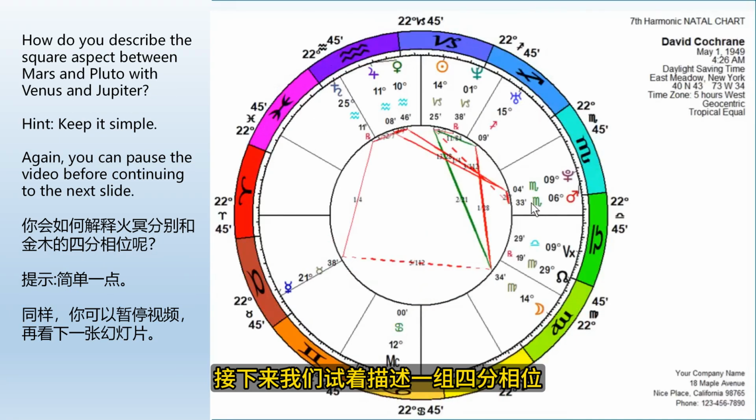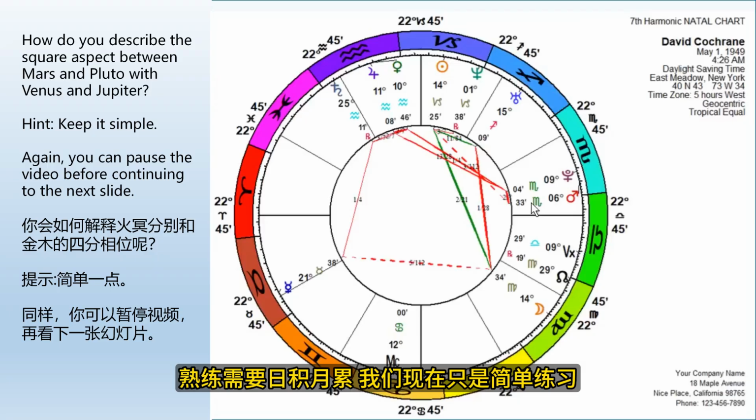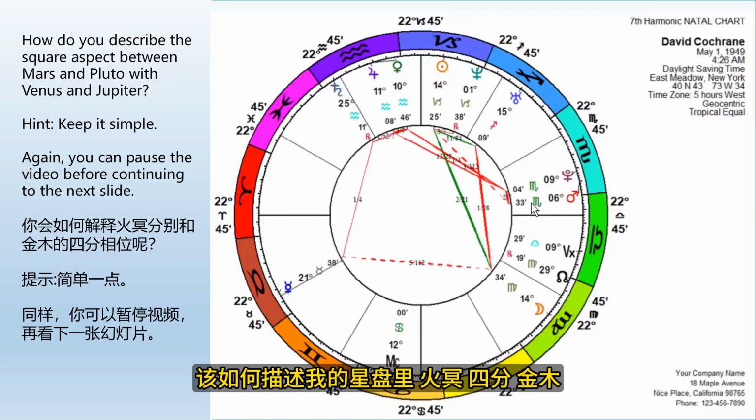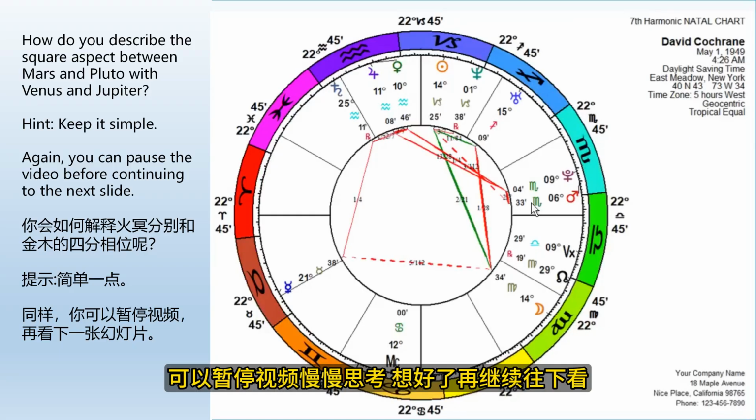Okay, how would you describe this square aspect between a Mars-Pluto conjunction and the Venus-Jupiter conjunction? Look at it and think about it. This is my 7 vibration chart. Hint, keep it simple. So there's an art to this. You get better at it with time, and we're just practicing a little bit. How would you describe my Mars-Pluto square the Venus-Jupiter? You can pause the video, and I will continue if you want to think about it some more.